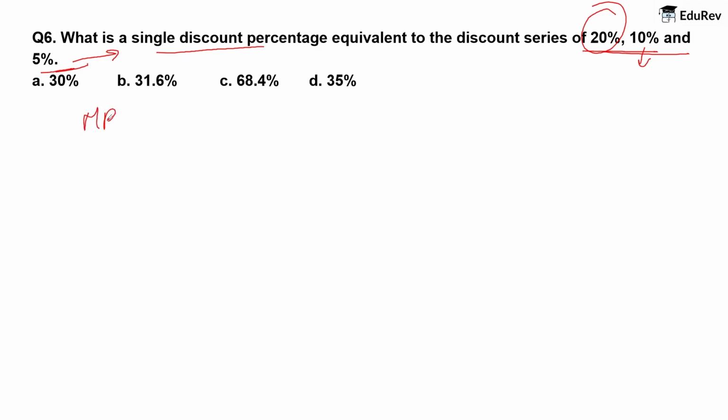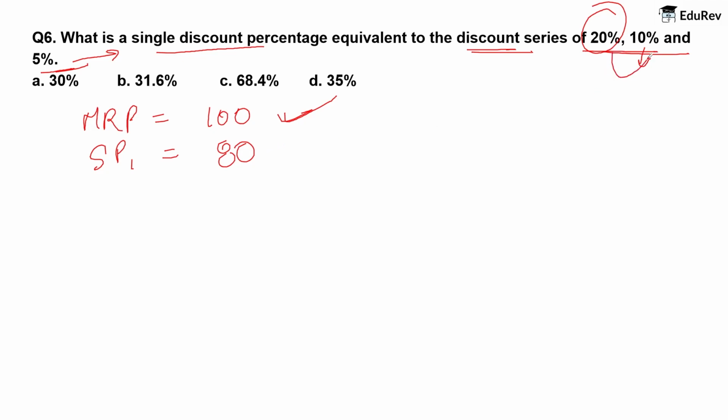So let us assume that the MRP of the article is 100. Why am I assuming MRP? Because we are talking about discount, and you know discount is always calculated on the MRP. So the first discount is 20%. So after giving the first discount of 20%, the new selling price becomes 80. That is 100 minus 20, that is 80. I think this is very easy to understand.